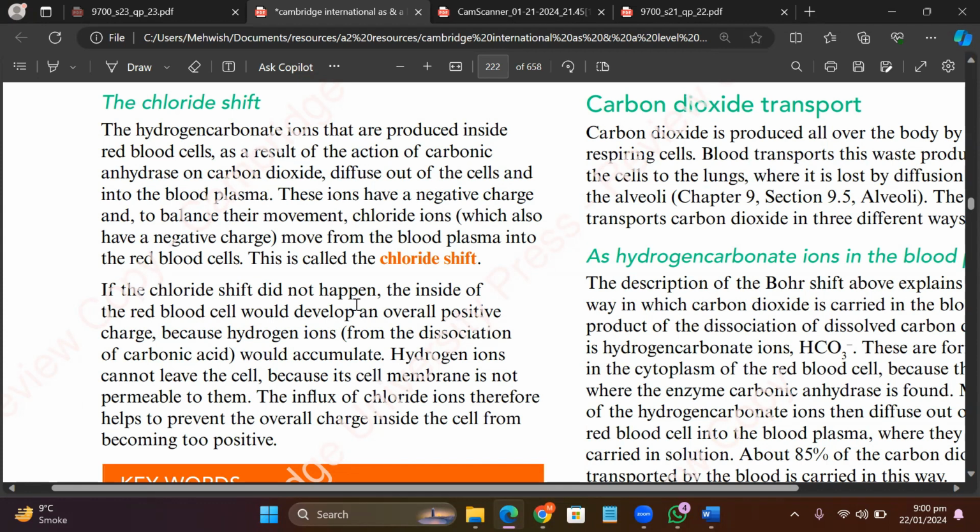The influx of the chloride ions therefore help to prevent the overall charge inside the cell from becoming too positive. कुछ समझ आई कि नहीं आई? क्लोराइड शिफ्ट क्यों हो रहा है?